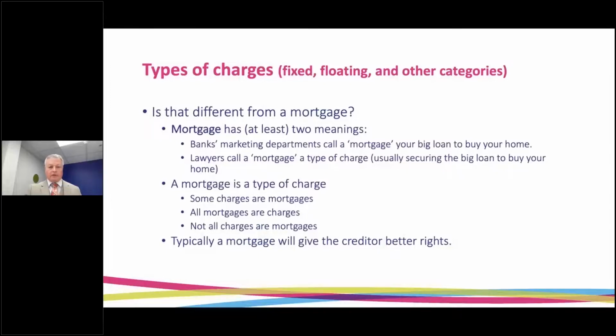But if you can imagine a Venn diagram here, a mortgage is a type of charge. All mortgages are charges, but not all charges are mortgages. And a mortgage normally gives the creditor better rights than other types of security do, both in terms of priority and in terms of powers. So if you're taking security by way of charge, a mortgage is better than most other types of charge.